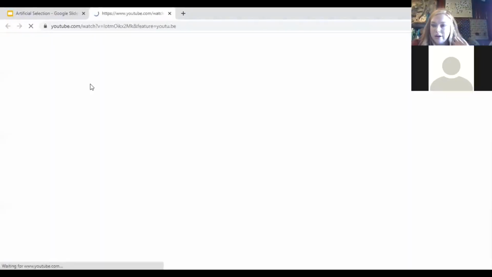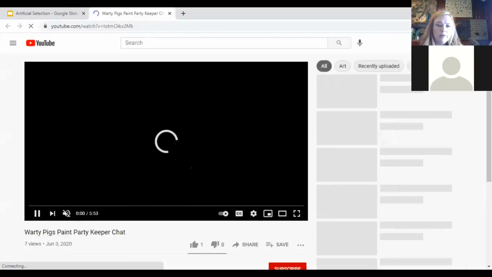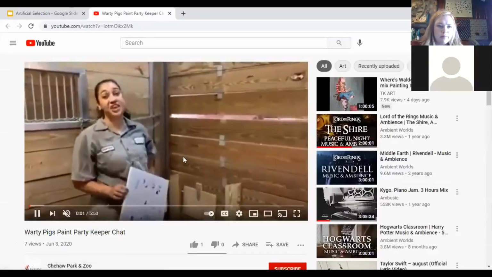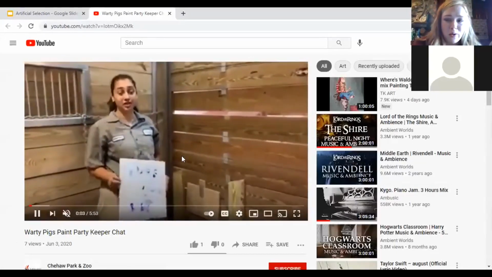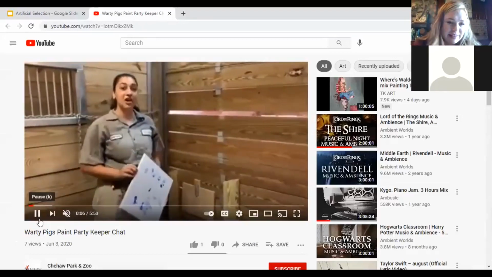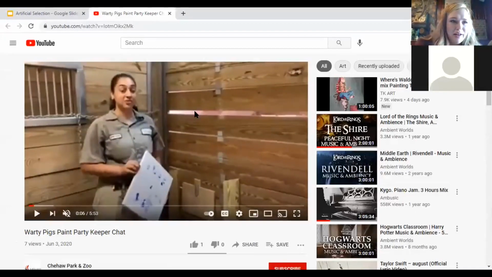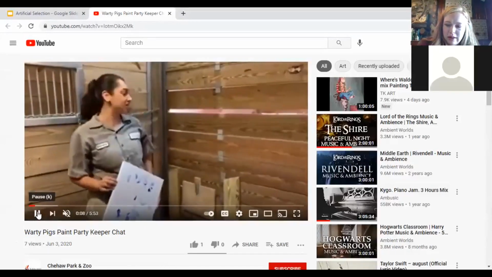The first one you're going to see is a video of our, oh, just kidding. These are our warty pigs. Well, you know, we're going to look at the warty pigs. I'll show you what they look like.